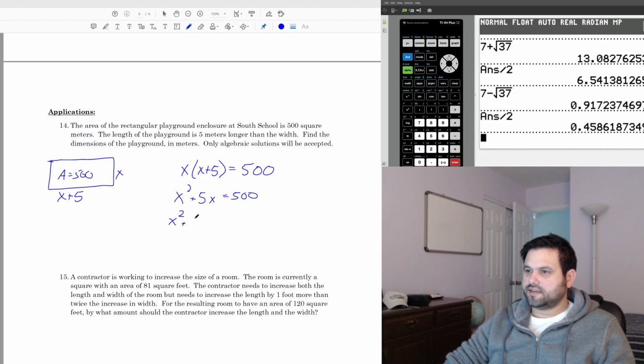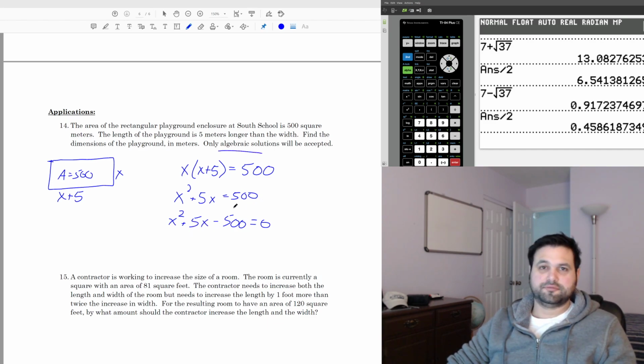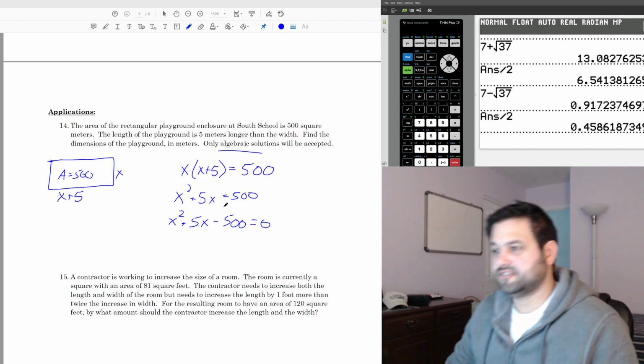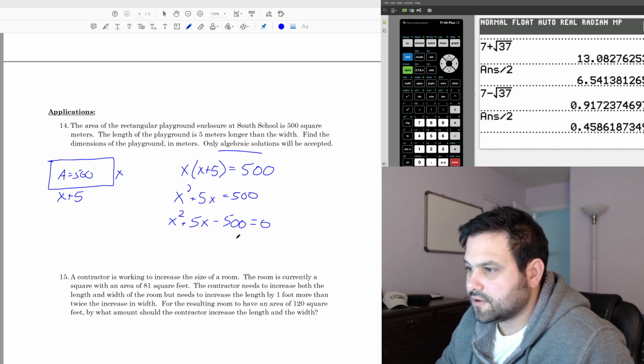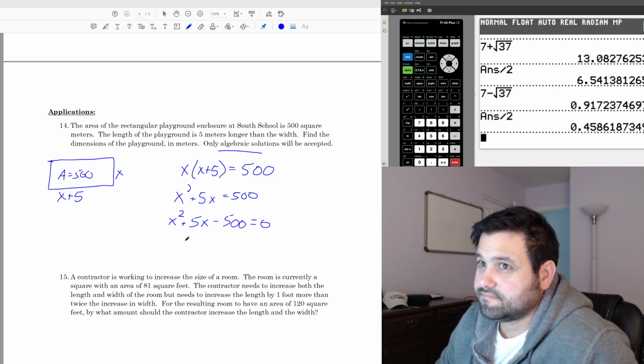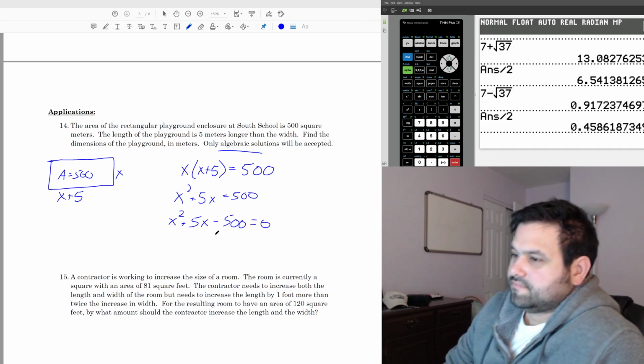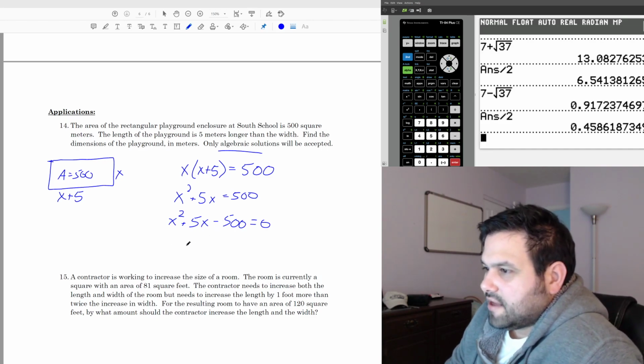This is a quadratic, so we're going to set it equal to 0. And now we're just going to solve this using an algebraic solution. So that means factor it or quadratic formula. Okay. Are there numbers that multiply to 500 and add to 5? Maybe. I just can't really think of them right now, though.